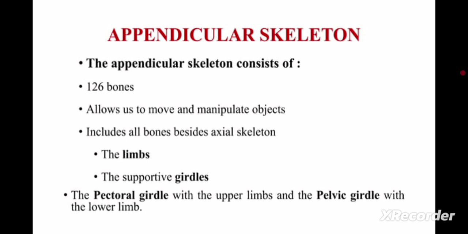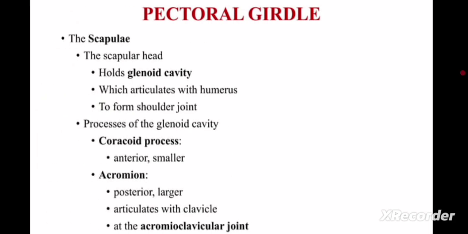Hello everyone, today I will discuss the appendicular skeleton. In the last video, we already discussed the skeleton system and the axial skeleton. Now, the appendicular skeleton. The appendicular skeleton consists of 126 bones, allows us to move and manipulate objects, and includes all bones besides the axial skeleton: the limbs and the supportive girdles. The pectoral girdles with the upper limbs and the pelvic girdle with the lower limbs.